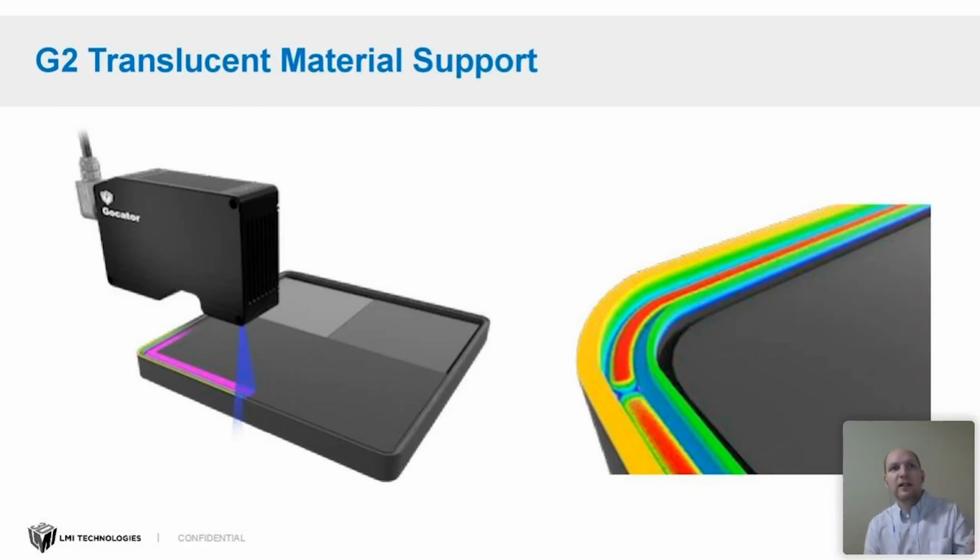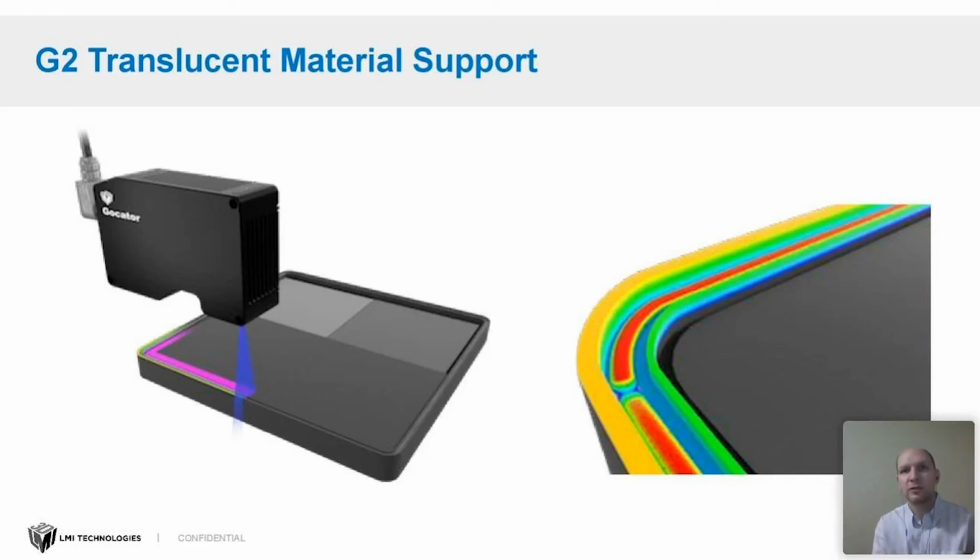Okay, the next feature that I want to talk about is translucent material support. So for a long time, we've had applications that are looking for seeing and measuring the top surface of a material that actually is partially see-through. So in this case, we're not talking about transparent surfaces that you can see through completely, but translucent materials that scatter the light within them.